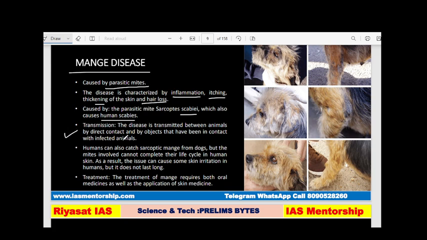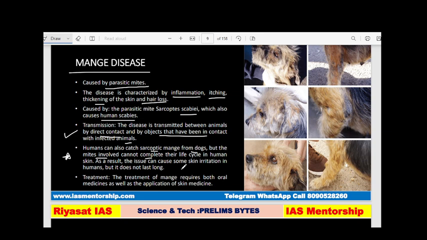The transmission is by direct contact or by any infected object. The next important thing you should remember is that humans can also catch mange from dogs, which means this disease can be spread from dogs to humans, but remember, the mites involved cannot complete their life cycle in humans.